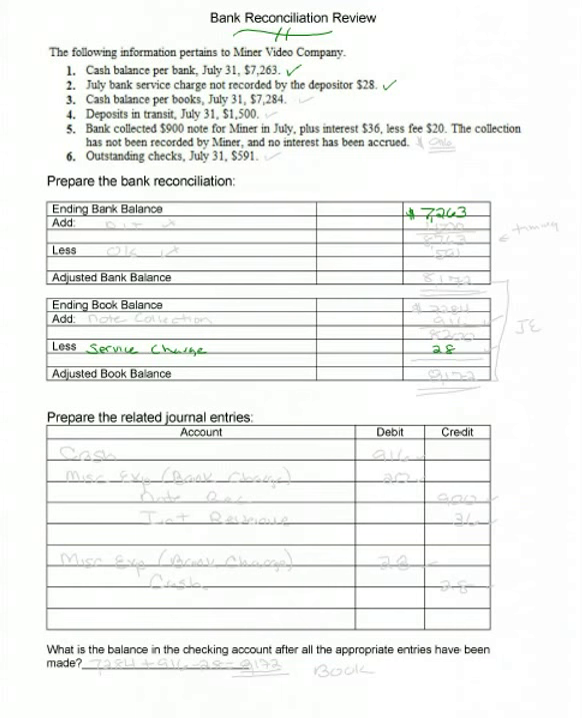Excellent. Did you put it where I put it? It's an adjustment to the book balance in the loss column. The next item, number 3, is cash balance per books. Go ahead and hit pause and put that number where you believe it belongs. Return to our discussion when you've made your placement.